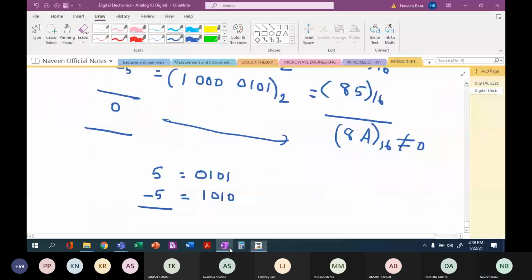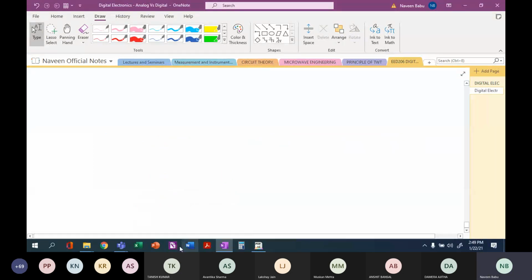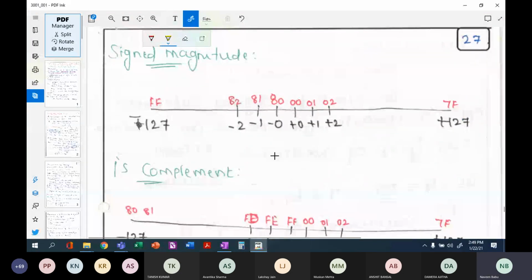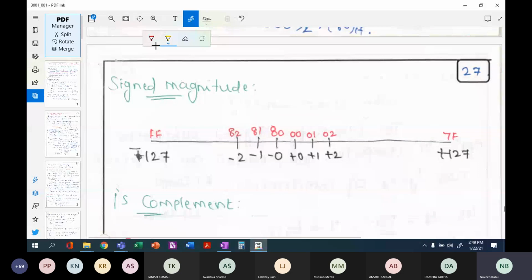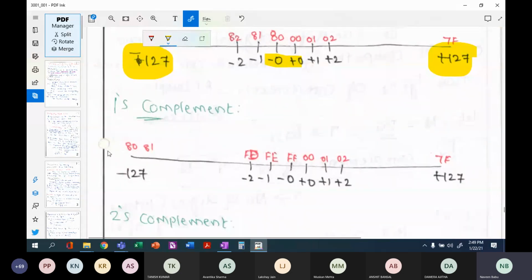If you ask me to draw the graph here, I already have it somewhere. In case of a signed magnitude representation, you see here, we had minus 0 and plus 0. What is the limit? FF was represented as minus 127 here, and 7F was represented as plus 127. In case of 1's complement, you still had minus 0 and plus 0. 80H was represented as minus 127. 7F was represented as plus 127.